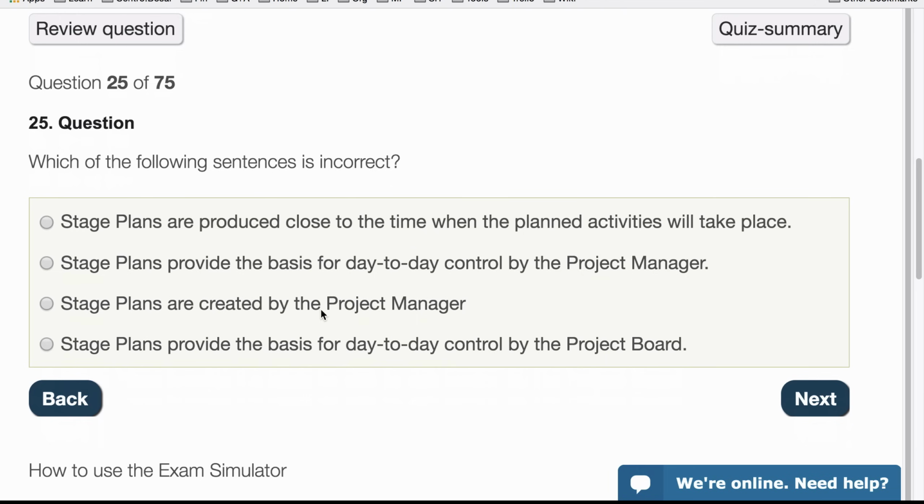Stage plans are created by the project manager. That's also correct. Stage plans provide the basis for day-to-day control by the project board. No, that's not the case. So you see here, this is the opposite. The project board only uses the project plans. So that one would be incorrect.